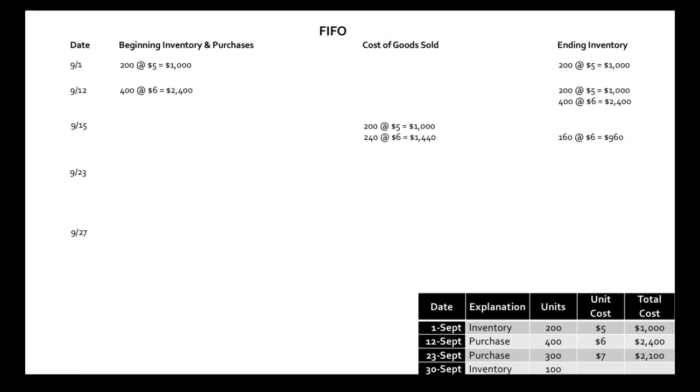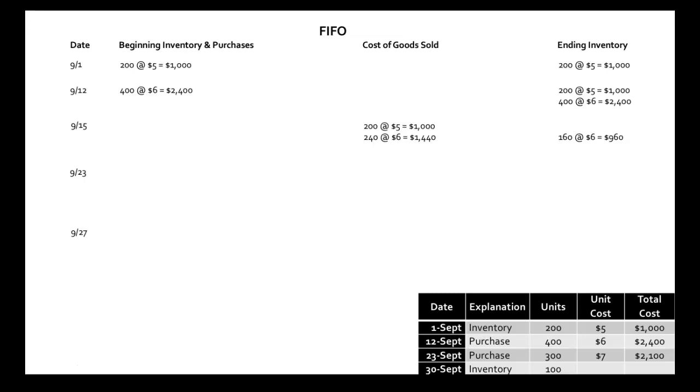Do we have any left at $6? Well, we had 400 at $6. Then we just sold 240 of them. So that's where we see that we now have 160 units at $6 a piece. And 160 times 6 equals that 960.